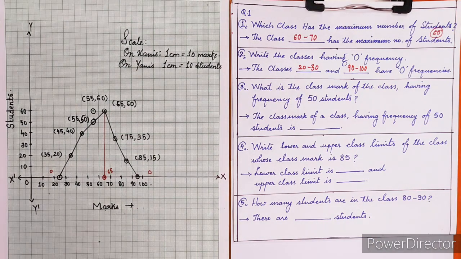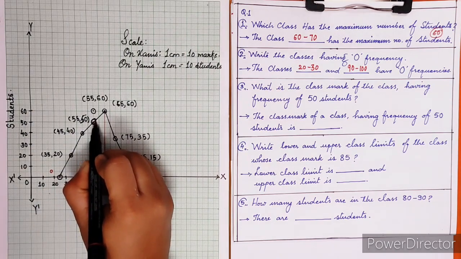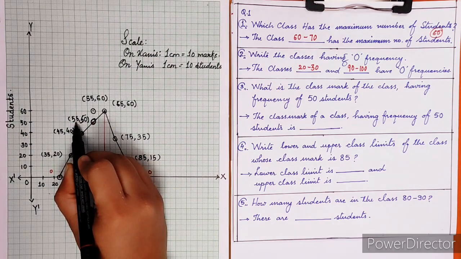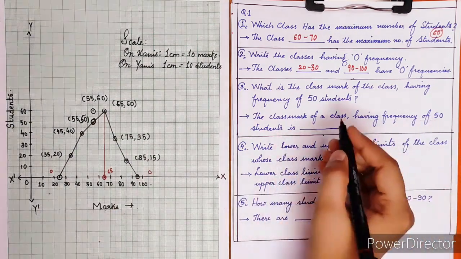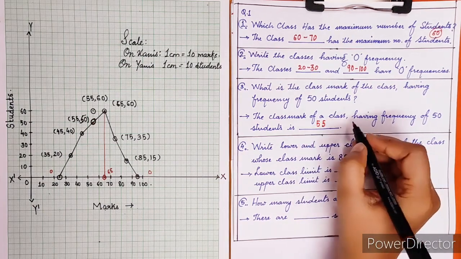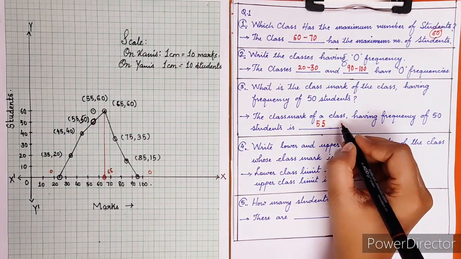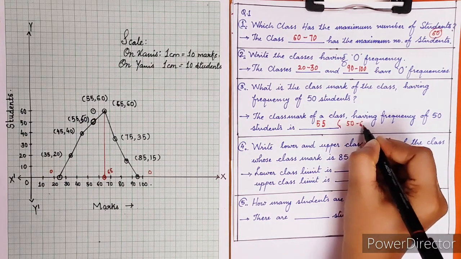Third question, what is the class mark of the class having a frequency of 50 students? So we have to see where the frequency of 50 students is. It is this coordinate. So what is the class mark? 55. So the class mark of the class having a frequency of 50 students is 55. As the class mark is 55, what will be the class? It will be 50 to 60.